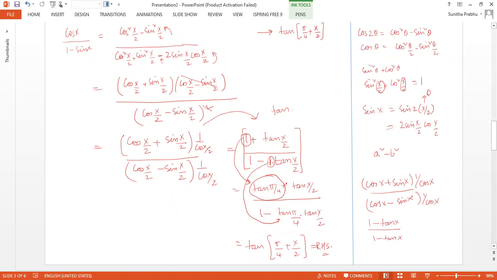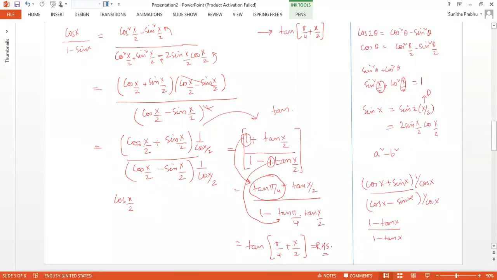So I didn't understand the last step. What happened to the denominator? The whole thing does, see, when you divide by cos x, 1 by cos x, okay? So I will write it for you. You get 1 plus tan x by 2 divided by 1 minus tan x by 2. So after that, what happened to the denominator?